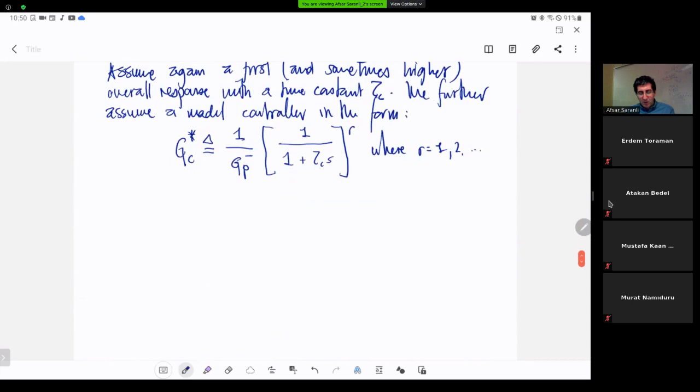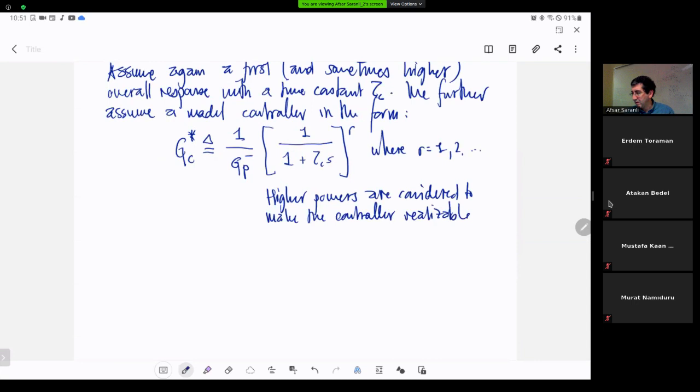Now this power r, higher powers are considered to make the controller realizable. I'm not going to go into too much detail here, because that's going to distract us and make things much more complicated. But you can see here what's happening.